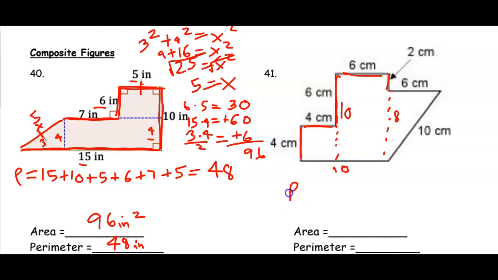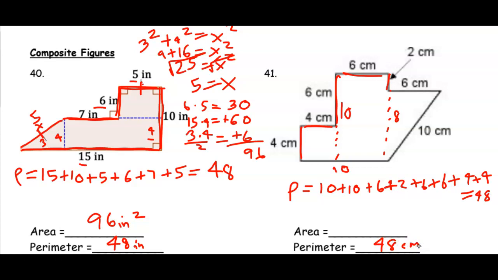So we can do perimeter, 10 plus 6 plus 2 plus 6 plus 6 plus 4 plus 4. That's a lot. That's going to equal 26, 28, 34, 48. So we got 48 centimeters.